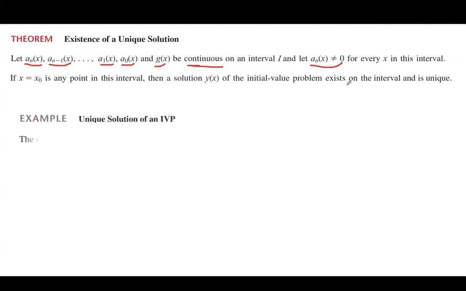For example, take a look at the following differential equation: 3 times the third derivative of y plus 5 times the second derivative of y minus y prime plus 7y is equal to 0. First of all, this is a third-order differential equation with constant coefficients. You have 3, 5, -1, 7. The right-hand side is just 0.